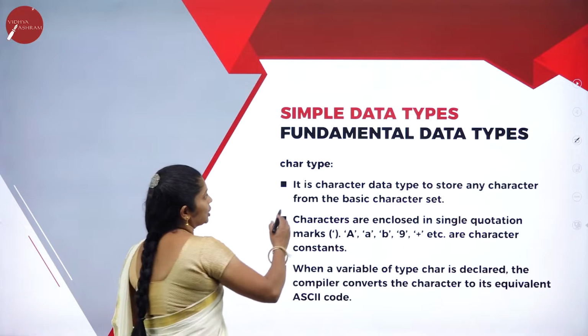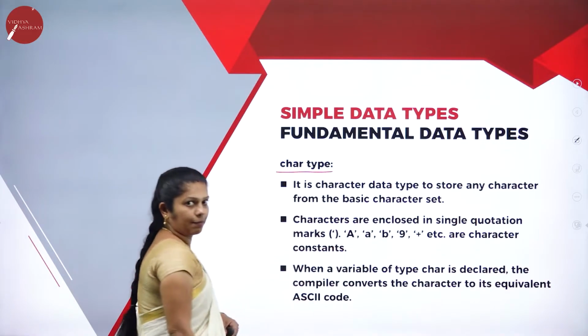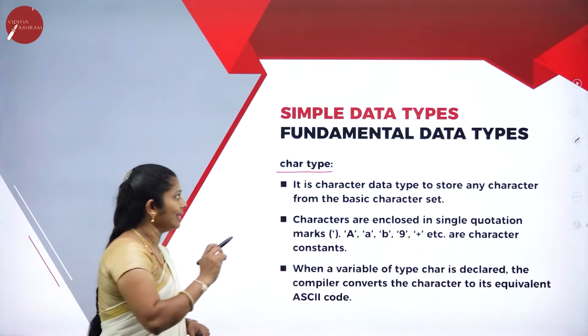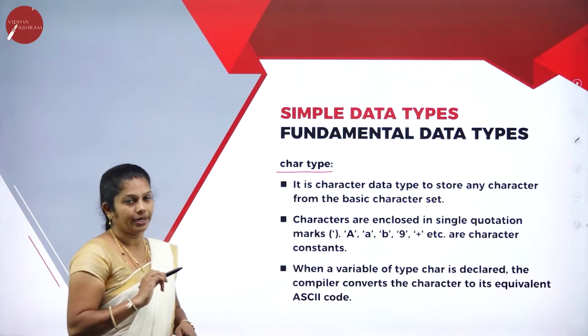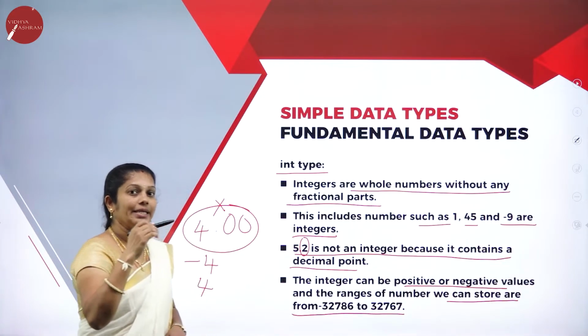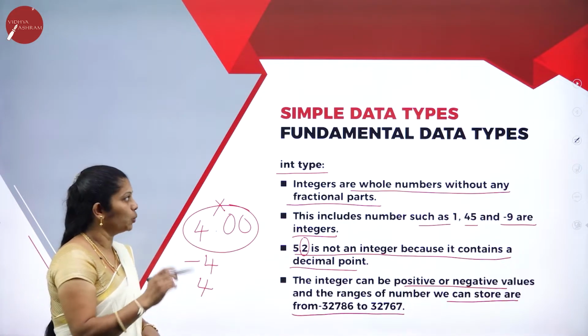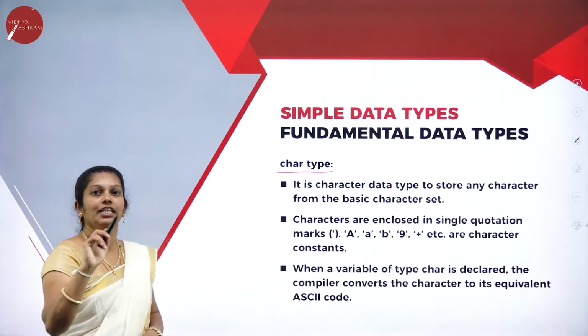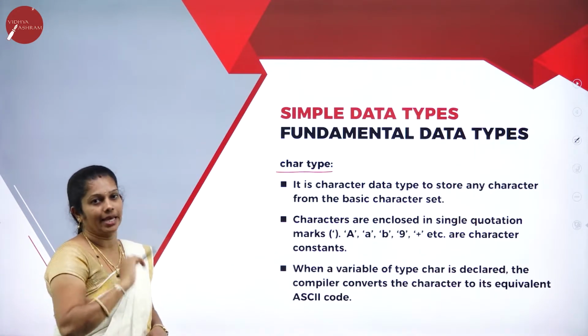When we come to the next one, character data type. While pronouncing, we say character data type, right? But while writing, you have to write only char. Whereas in the previous case, for integer, while pronouncing we say integer data type, but while writing, you have to write only int. For character, char, character type here.